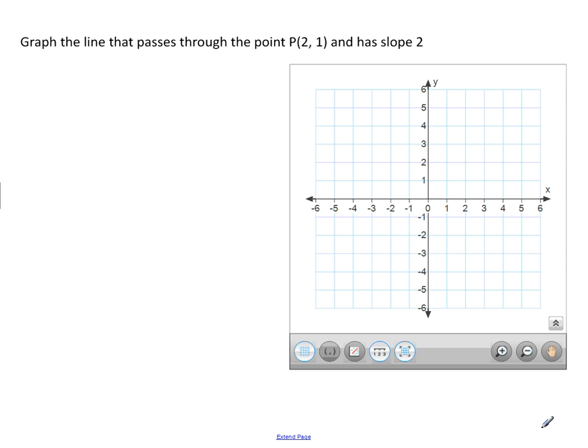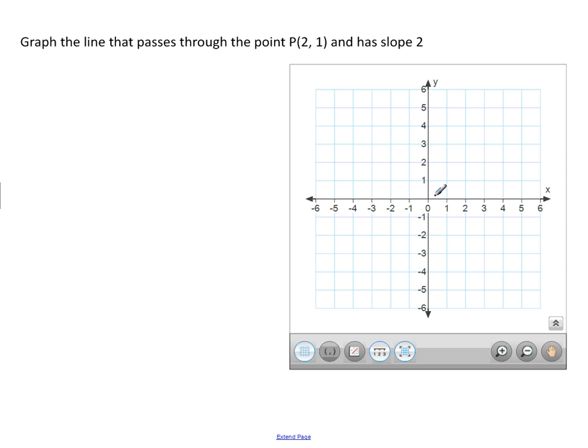Since that idea of slope is so useful, it's almost as if we do not need the equation of the line in the first place to even get the picture of the line. As long as we have a point somewhere on the line and that slope, we're in a really good place. Let's say that we have this line, for example, that passes through the point (2, 1) and has a slope of 2. What would it look like?